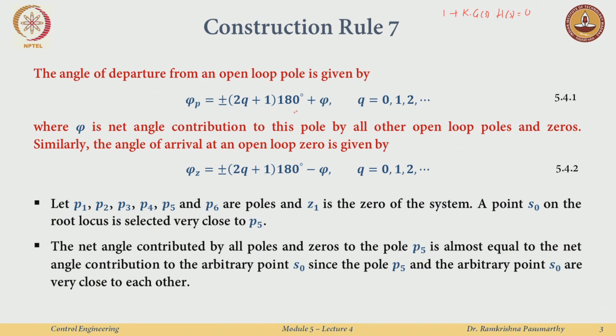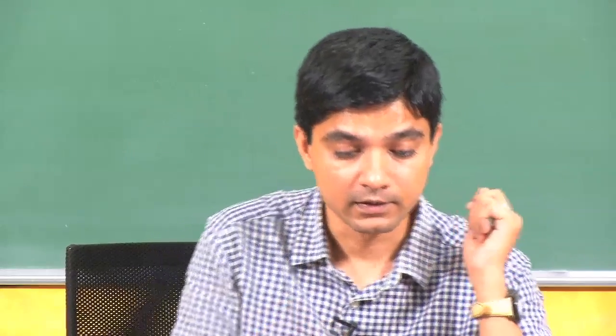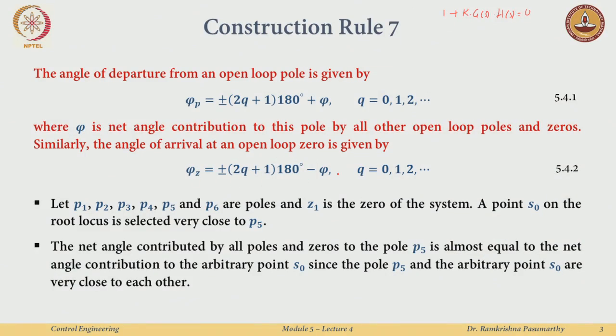A little modification of that, plus phi. What is phi? Say I am interested in some pole, and this phi is the net angle contribution to this pole by all other open loop poles and zeros. Now, this is for a pole, where I go away from a pole and then end up at a zero. So, I arrive at a zero. Which direction do I arrive from? Do I arrive along the axis or do some circular behavior? How do I arrive? That is also important. So, the angle of arrival is defined similarly.